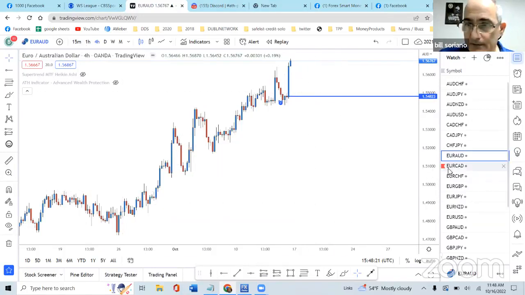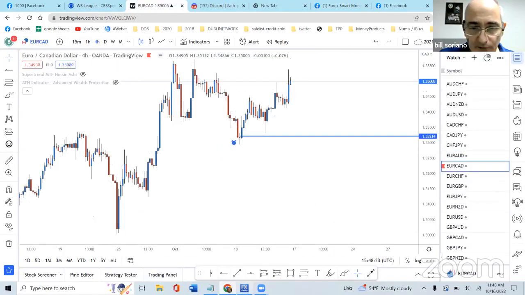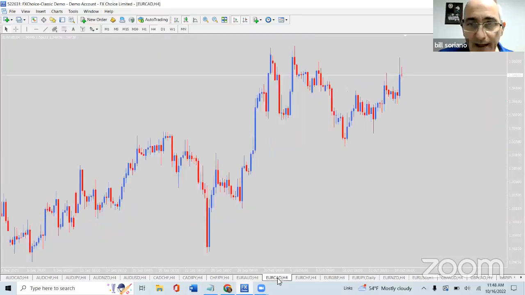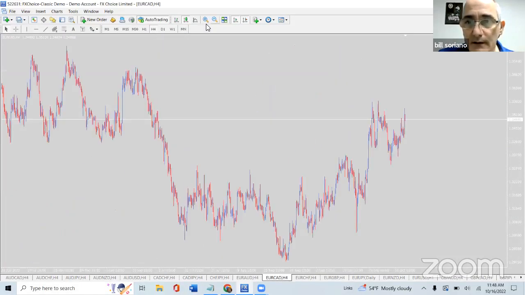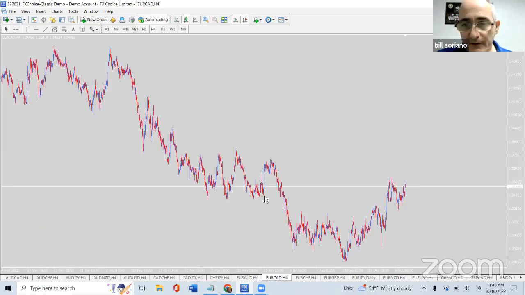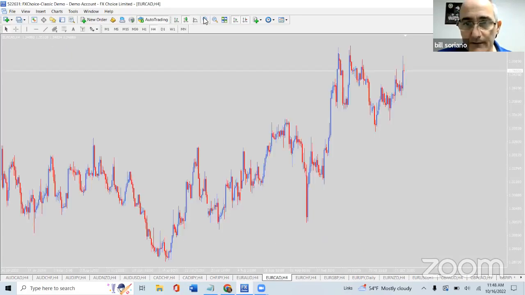Okay, let's look at EUR/CAD. EUR/CAD, again, when we're on the 4-hour, okay, this was very bearish, right? We had this 4-hour break of structure and then another break of structure giving us a 2x2. So the bias on this is bullish at this point. Okay, the bias is bullish on the 4-hour chart.